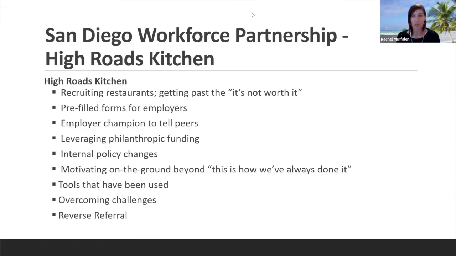But having that one employer partner to work with us to work out the kinks and then give us feedback on this is the burdensome part of this process that we need to work on, and this is the part that's really easy and how I can communicate to my peers in the restaurant industry. And so that informed also our messaging to other restaurants.